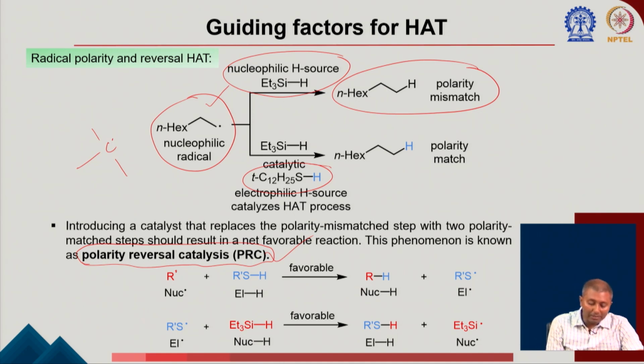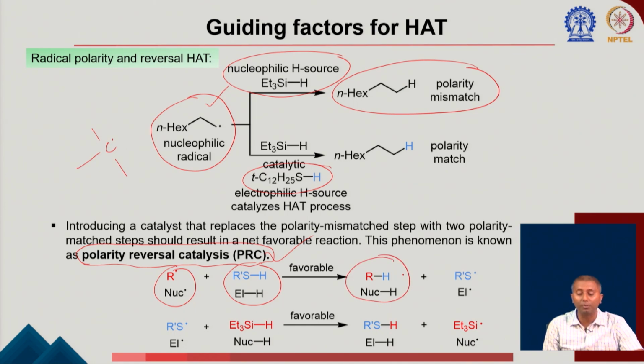I am showing you there is a nucleophilic radical and an electrophilic hydrogen. Now, once you use a thiol, these are electrophilic hydrogen donor sources. So, what is going to happen? This reaction will be favorable because you are forming a stronger bond here. You are forming an RH bond which is a stronger bond, and you are generating an electrophilic radical here. Okay. So, now this reaction becomes favorable. So, there is a polarity match here.